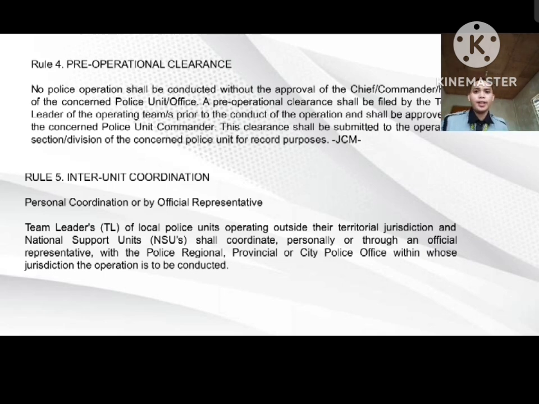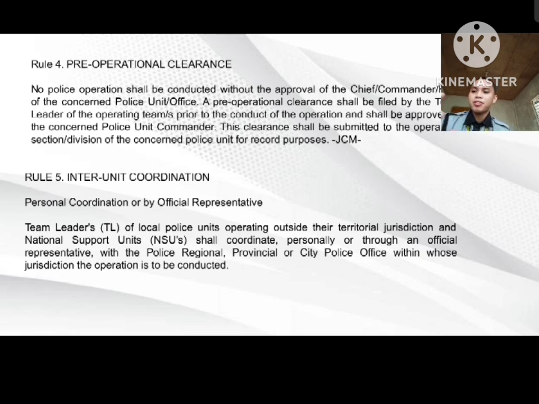So, before any police operation takes place, there must be an approved pre-operational clearance from the chief commander. This rule ensures that all operations are properly planned, authorized, and recorded. The team ensures that all operations are properly planned in a sense that each member understands and knows that they have an operation ongoing.